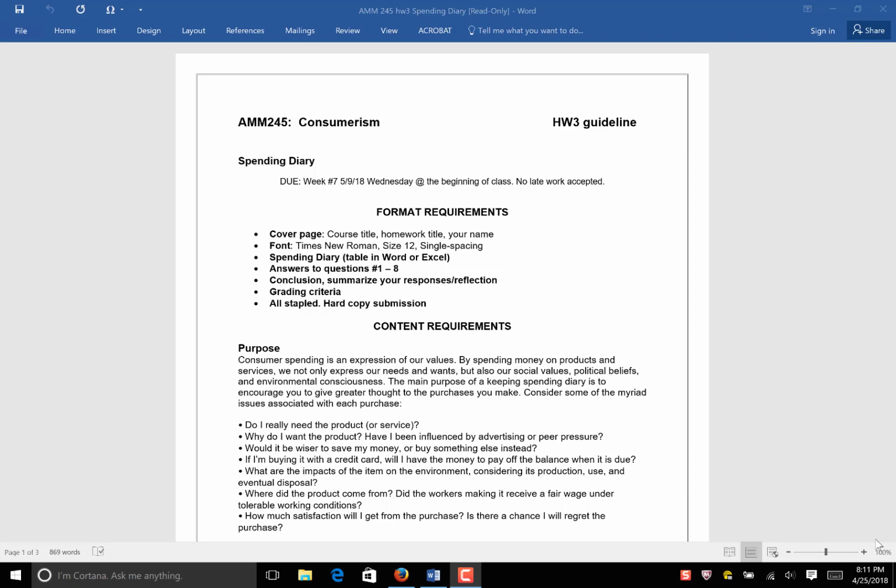You're going to have a spending diary, so it's going to be a table in Word or Excel. And you're going to answer questions 1 through 8, and give a conclusion. So you're going to summarize your responses and do a reflection, and you're going to include the grading criteria at the end, all stapled in your hard copy submission.